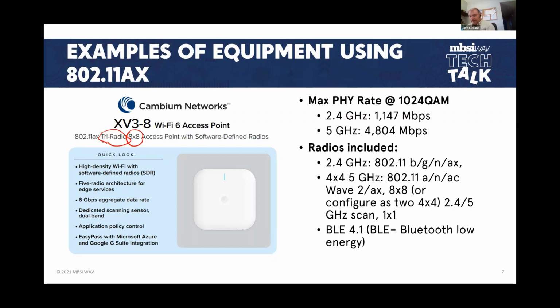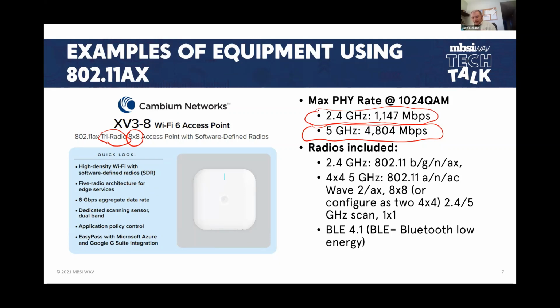So the maximum PHY rate at full signal quality, with 1024 QAM, I can pass more than a gig of traffic over my 2.4 gig radio. I can pass almost 5 gigs of traffic over my 5 gig radio. These maximum PHY rates are crazy, but nevertheless, this is the order of magnitude increase that the efficiencies I've talked about in the last few slides enable.